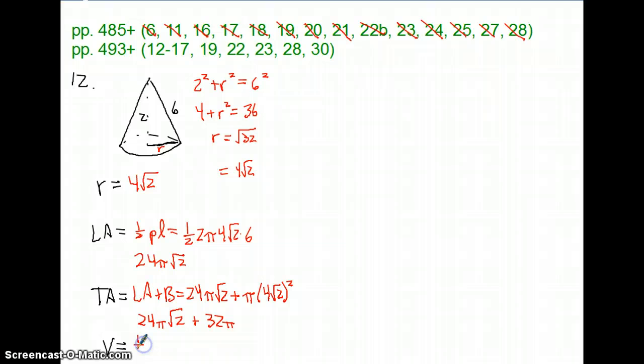Volume is 1/3 times the area of the base times the height, which here is 32 pi times 2. Oh, these thirds aren't going to go away. It's just 64 pi over 3. Yucky numbers. Okay.